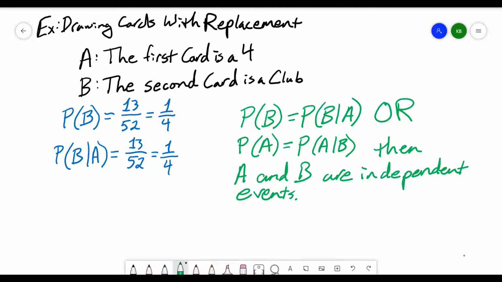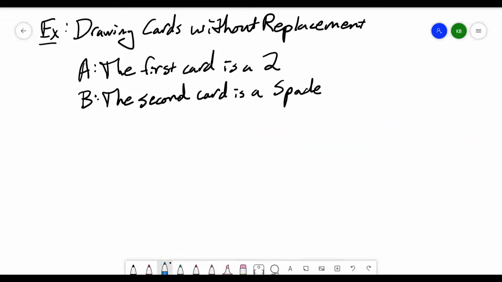And this goes the other way too. If I know that A and B are independent events, then I can make these statements about the probability. So we actually write the words "if and only if" in here. And that means that if you know one, then the other one is true as well, and vice versa.